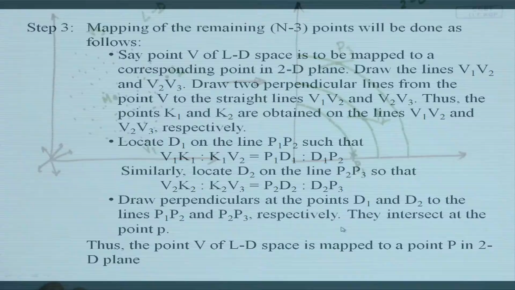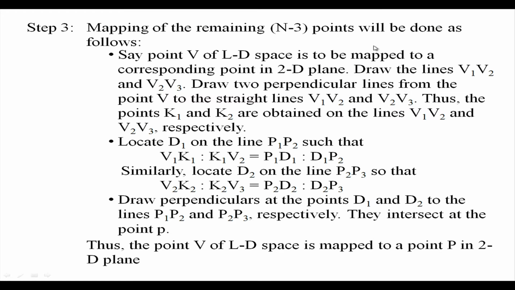Now, step 3, mapping of the remaining n minus 3 points will be done as follows. Say the point V of LD space is to be mapped to a corresponding point in 2D plane. Draw the lines V1, V2 and V2, V3. Draw 2 perpendicular lines from the point V to the straight lines V1, V2 and V2, V3. Thus, the points K1 and K2 are obtained on the lines V1, V2 and V2, V3 respectively.